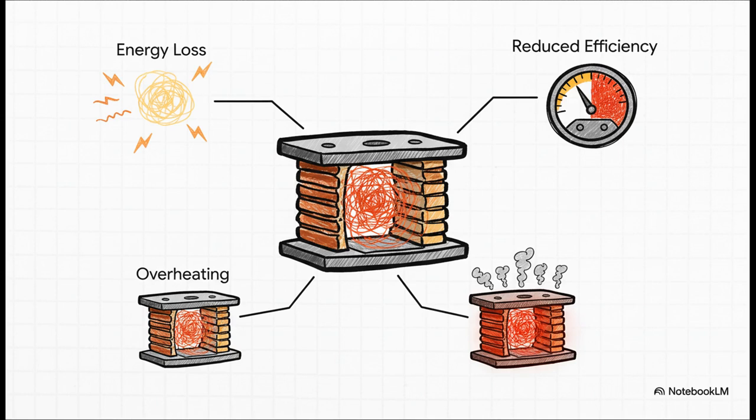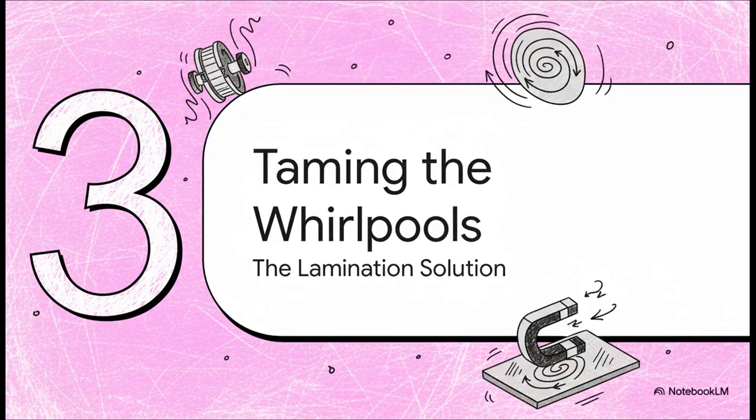And these little whirlpools can be a huge problem. In things like transformers and motors, they generate a ton of heat. And this is just wasted energy. We call it I²R loss. It tanks the efficiency and can even cause parts to overheat and just completely fail. So, obviously, engineers needed to figure out a way to tame these unruly whirlpools. And the solution they came up with, it's actually incredibly clever.